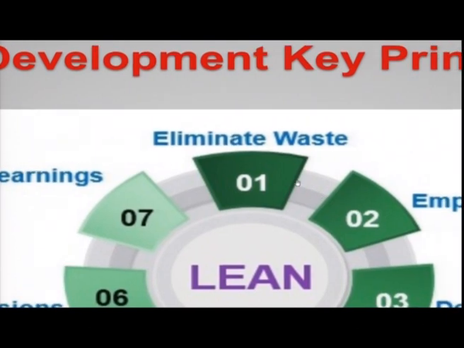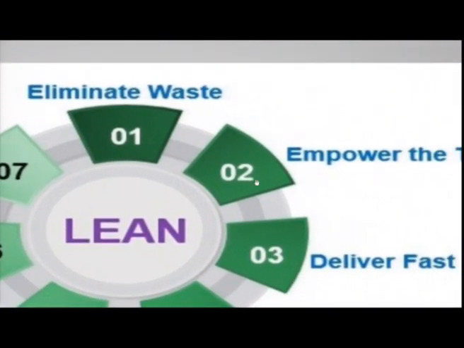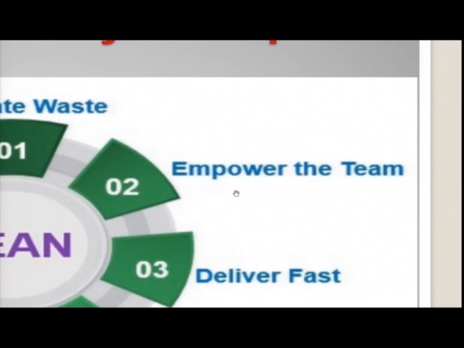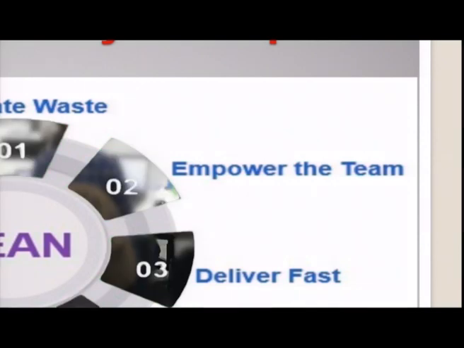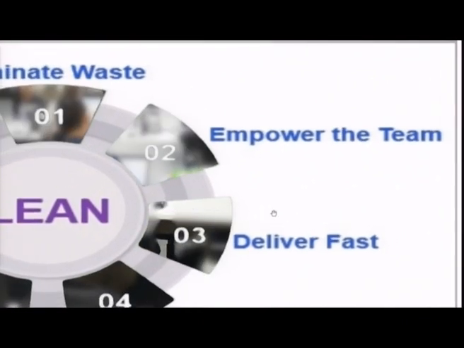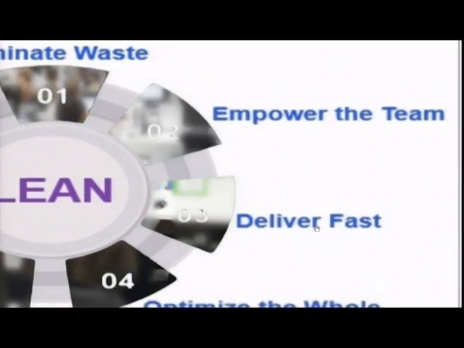As far as principle number 2 is concerned, you are supposed to empower the team. When the team is empowered, when the team is trained, when you have an experienced team, definitely you can give a good product, you can satisfy the needs of the customer. So, the second principle is empowering the team. The third principle is, as I said in the previous slide, you need to deliver it at a rapid pace, at a faster pace. So, deliver fast is said to be the third principle.